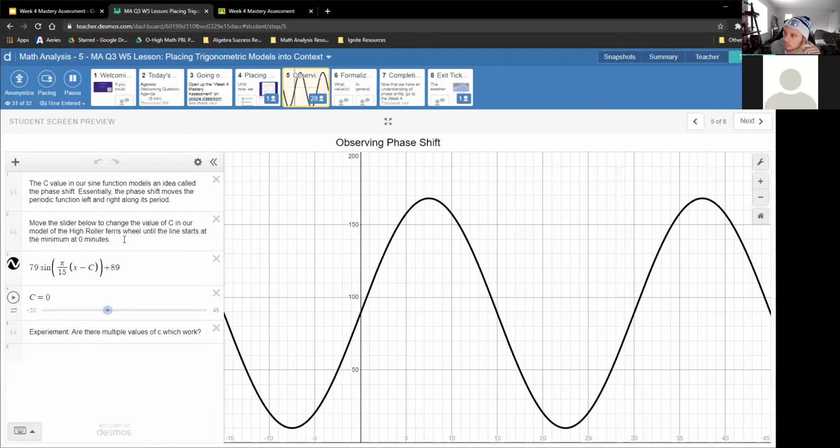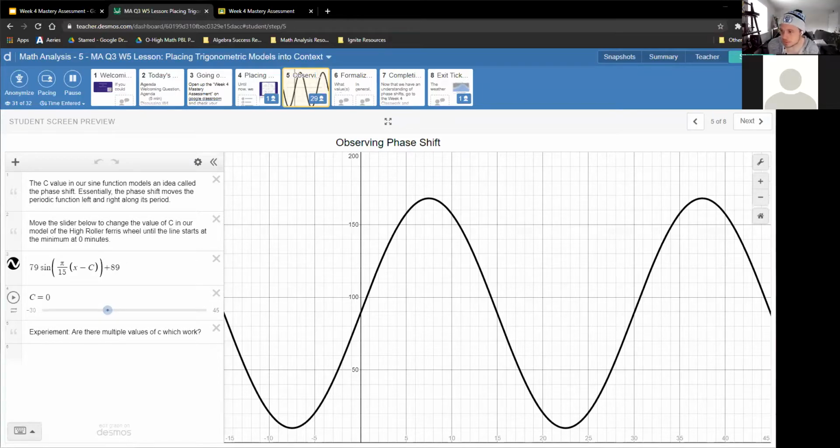Anyone have any ideas why we want our model to start at the minimum? Go ahead and think about it for a second and post in the chat, y'all. If someone's already answered, feel free to still answer. I like to see multiple people answering.